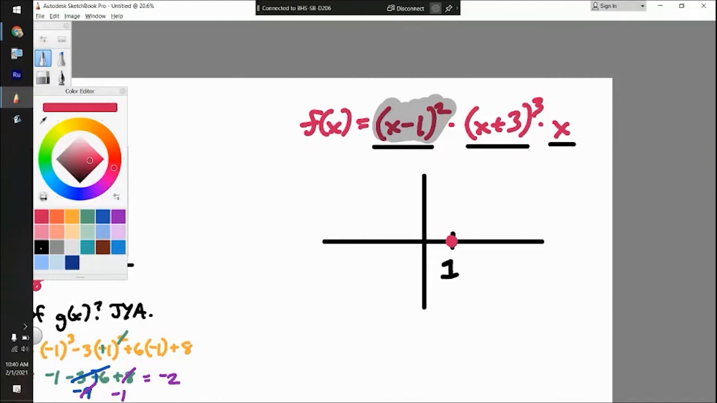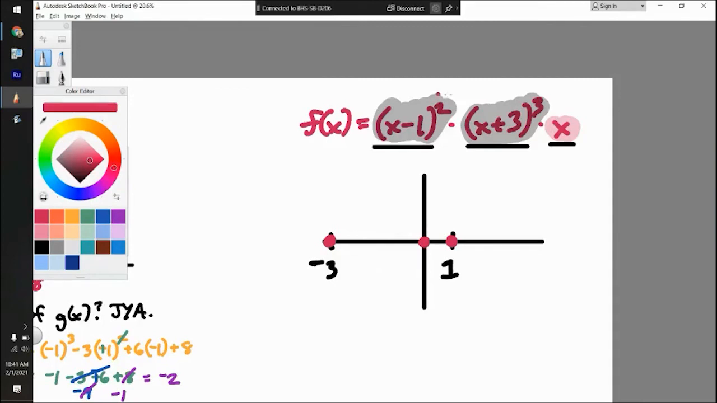Okay. What about this second one right here? This factor right here that has a multiplicity of 3. What would that be? -3. Thank you. And then what about the last one? This x right here. If I set that equal to 0, what's my x equal to? 0. That's the easiest one. Okay, so we have the 3 x-intercepts.